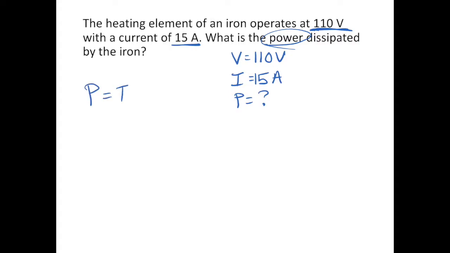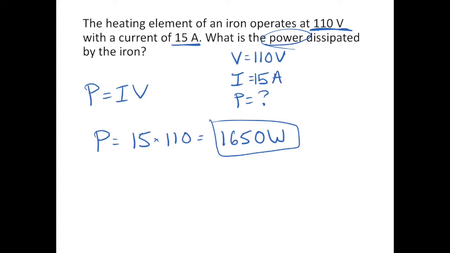So we have our equation P equals IV. Again, we don't have to rearrange it. So P equals 15 times 110. I'm going to plug that into my calculator. 15 times 110, and we get 1650 watts. So, same order of magnitude as your coffee maker, but just a little bit more.